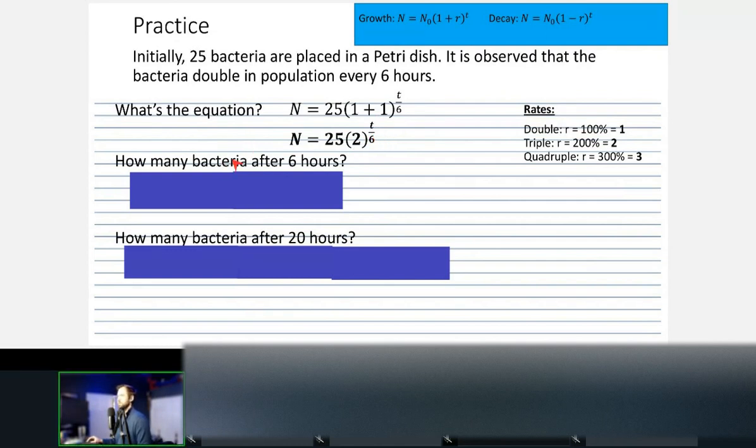All right, how many bacteria after 6 hours? So what we're going to do is plug in that 6 for t, and we're going to type it in our calculator. So everyone, type that in and tell me what you get. And yes, you need a calculator if you don't have one. You probably should take personal finance or consumer math. Even then, you need one.